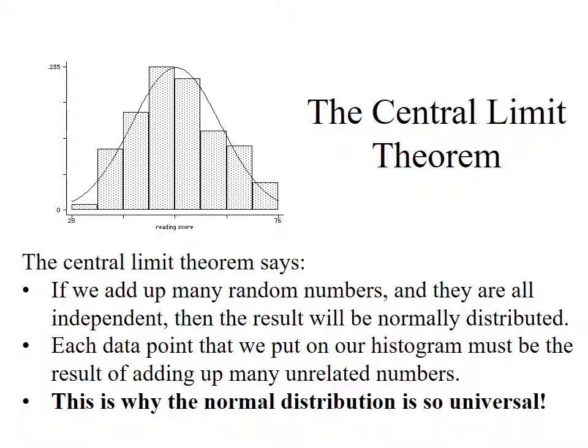Every data point we put on our histogram must be the result of adding up many unrelated numbers from some underlying random distribution. And that's why the normal distribution is so universal. That's the central idea behind it.